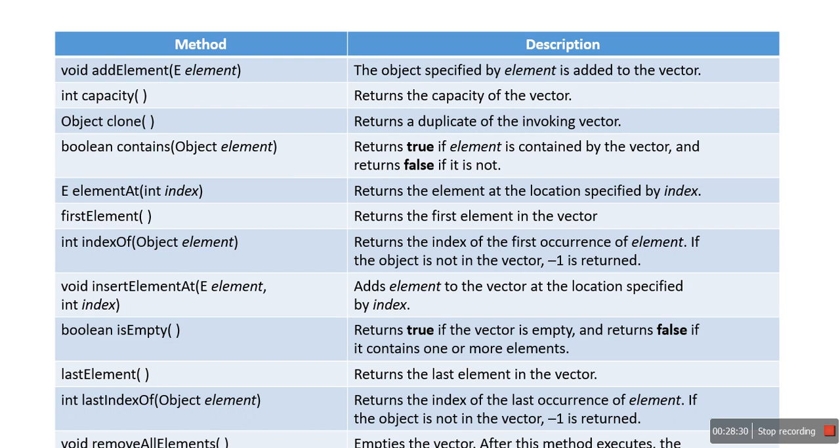Next, one more is void removeAllElements. Just remember, removeAllElements is to empty the vector. If you call the removeAllElements method on v, for example v is a vector, by v.removeAllElements(), it empties the vector, meaning it deletes all the elements from the vector v.